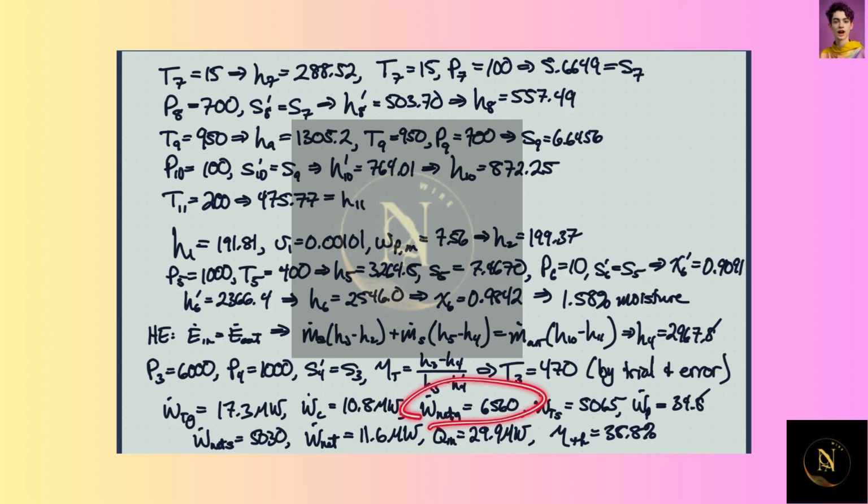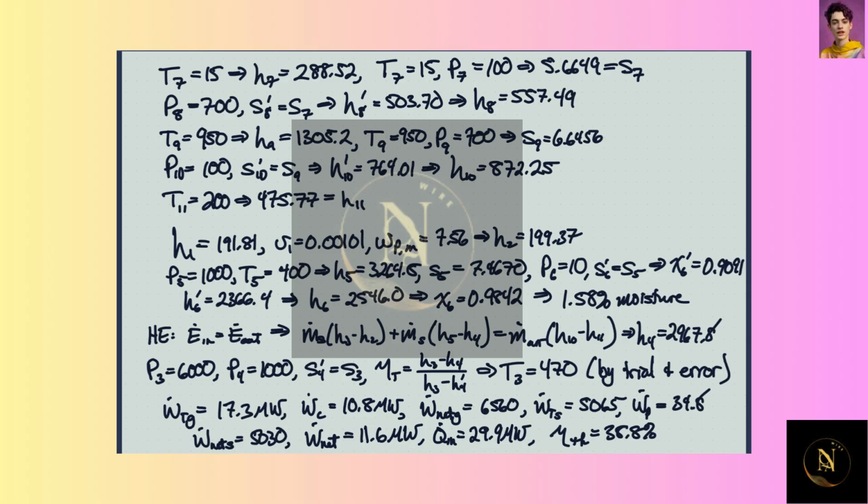So the net work out of the gas side of the cycle or the plant is about 6,560 kilowatts. Out of the steam cycle, the steam turbine, we get about 5,065 kilowatts. The pump is using 34.8 kilowatts. So we have a net power out of 5,030 kilowatts.